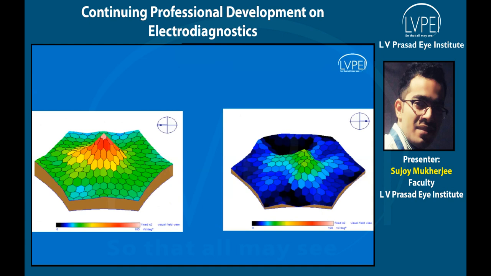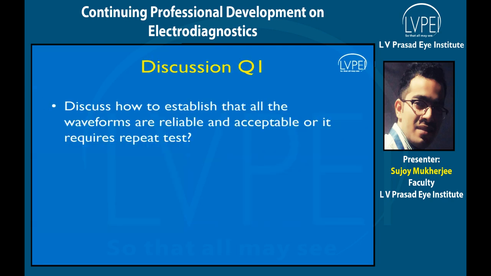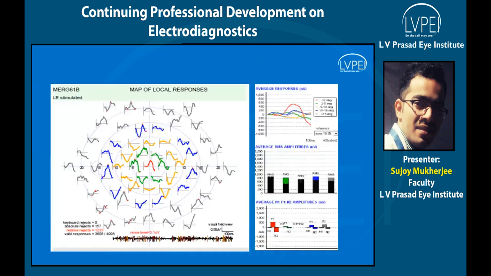Simultaneously, that shows the overall signal strength per unit area of retina that was present in the normal multifocal electroretinogram, which is abruptly present in that particular case that we are focusing on. So now the question is how to establish that all the waveforms are reliable and acceptable, or require a repeat test. Now I'll take you through a case where we can see particularly bizarre looking waveforms.